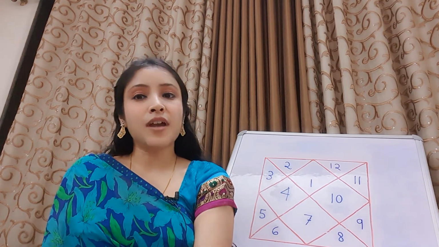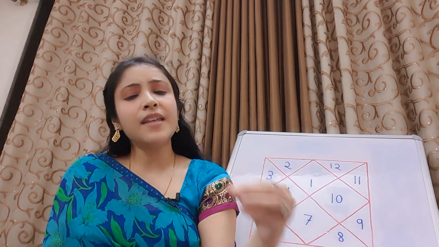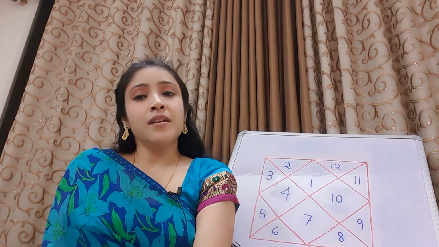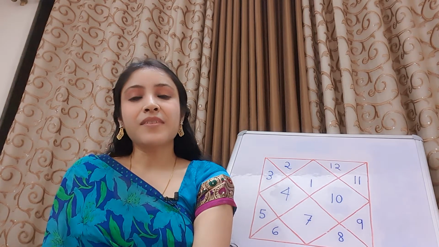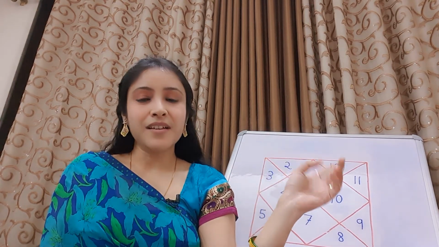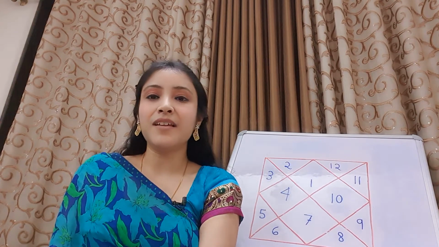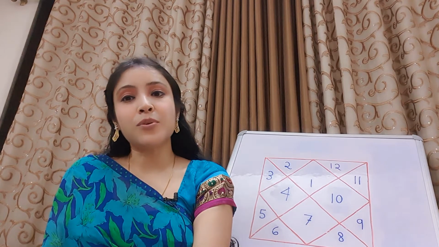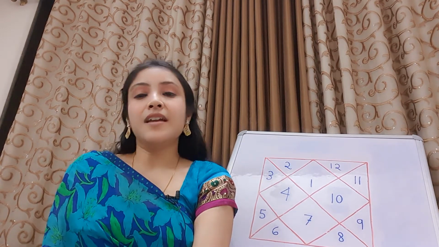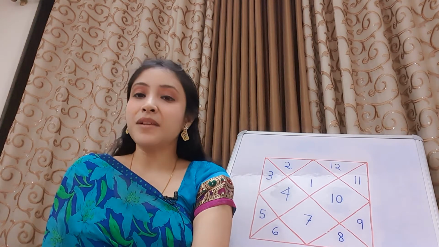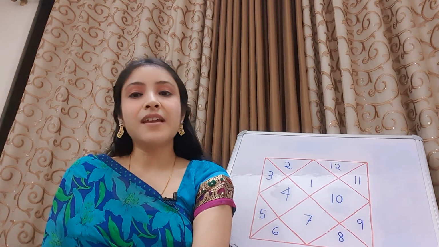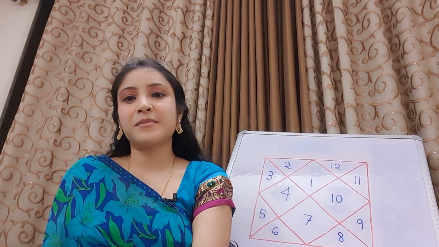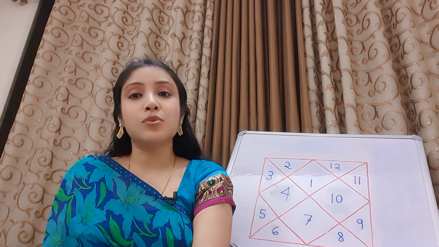But if it is your birth chart, then in the first house there may be any other sign also. What are the 12 signs? Aries, number 1, number 2 Taurus, number 3 Gemini, number 4 Cancer, number 5 Leo, number 6 Virgo, number 7 Libra, number 8 Scorpio, number 9 Sagittarius, number 10 Capricorn, number 11 Aquarius and number 12 Pisces. These are the 12 zodiac signs.